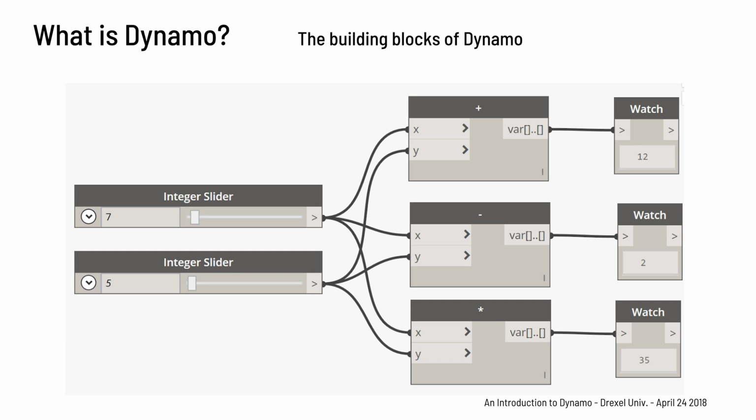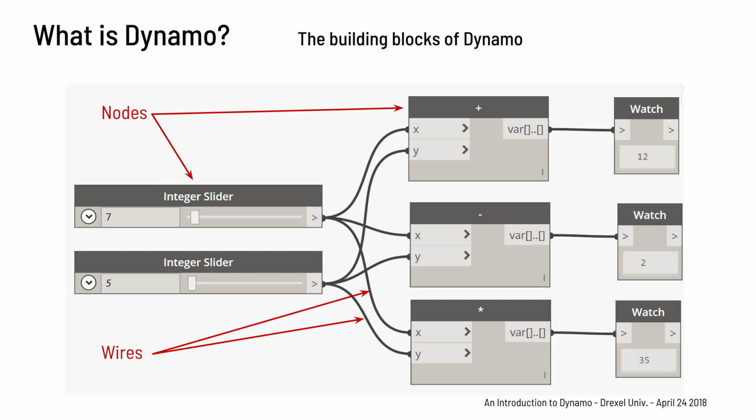So let's talk a little bit about the building blocks of Dynamo. So in our Dynamo interface, we have nodes. And nodes are basically just these little rectangles here. And each one does a very specific, simple job. Right? So the ones on the left here just give you an integer. The ones in the middle do a specific action, doing addition, multiplication, subtraction, or division. And on the right side, you're just seeing what the result is of those.